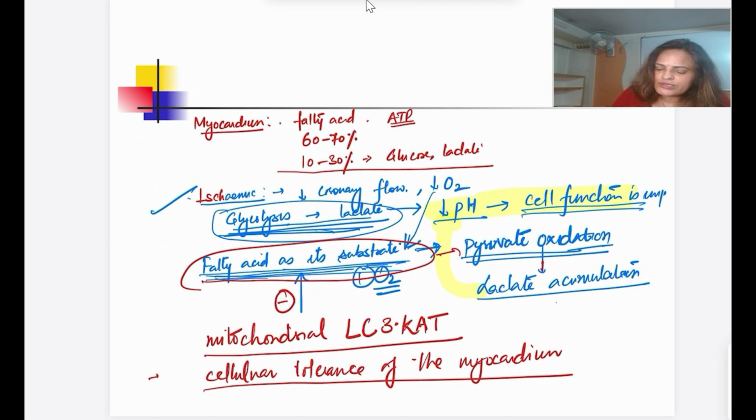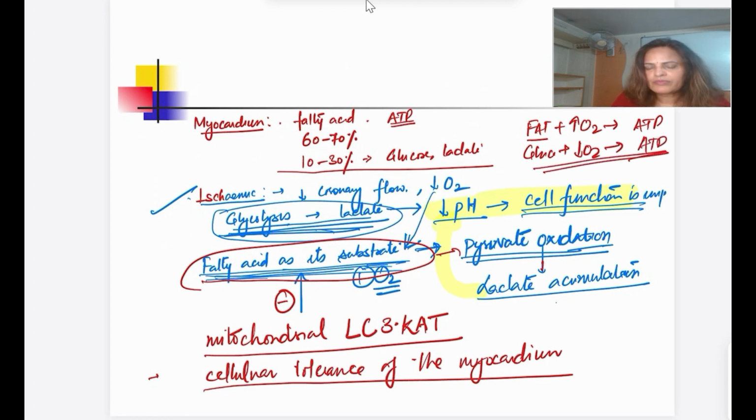For the oxidation of the fat, we need more oxygen to generate ATP, and for the glucose, less oxygen is required to generate the same amount of ATP. Okay? This is how this drug is going to help in angina.